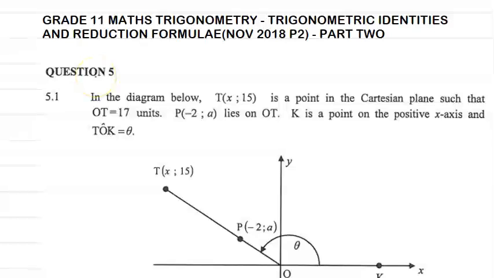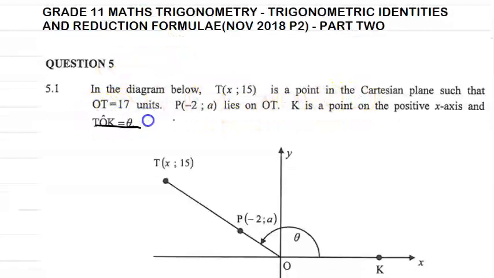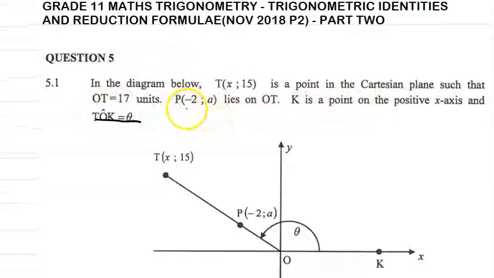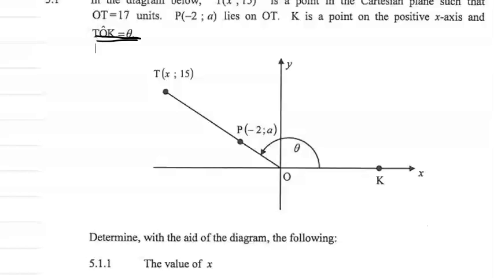It says here in the diagram below, T(x; 15) is a point in the Cartesian plane such that OT is equal to 17 units. And here they tell us that P(-2; a) lies on the line OT, K is a point on the positive x-axis, and TOK is theta. Theta is our reference angle here. So let's have a look at our diagram.